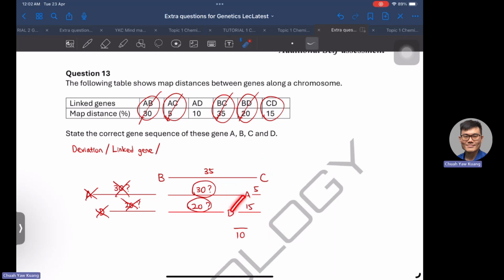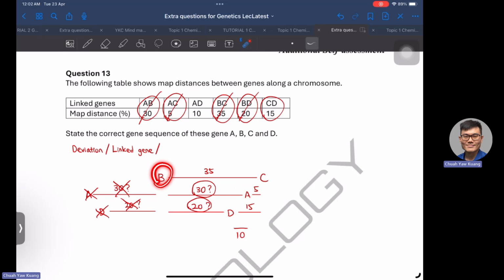So that means the distance between D and A is confirmed as 10. Then A and C is 5. So 10 plus 5 is 15 in total. That's why D and C is 15, right? With that, we can confirm the sequence now is D, A, C.